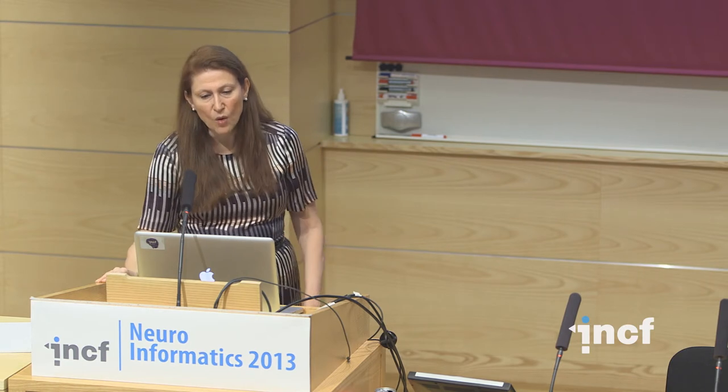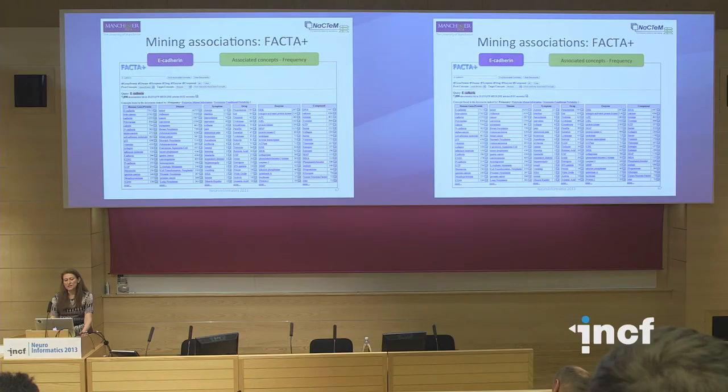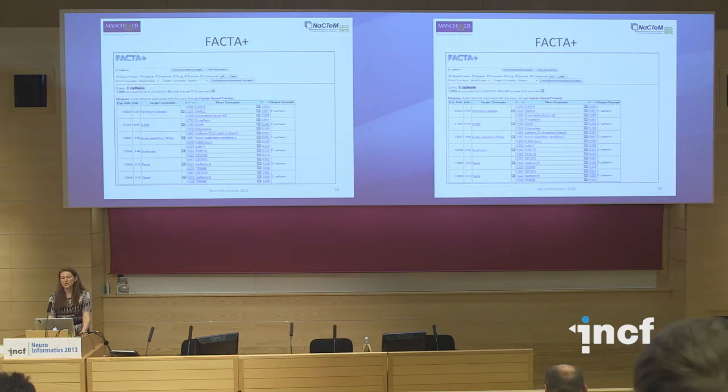So all these systems are finding what is known in text. But another step further is to find what is unknown, what are the direct and the indirect associations. And the system FACTA is doing that. So if I ask about Katerin through indirect associations through a gene or another disease, what you find here is the element of surprise. You don't expect to find these concepts co-occurring in the same document.